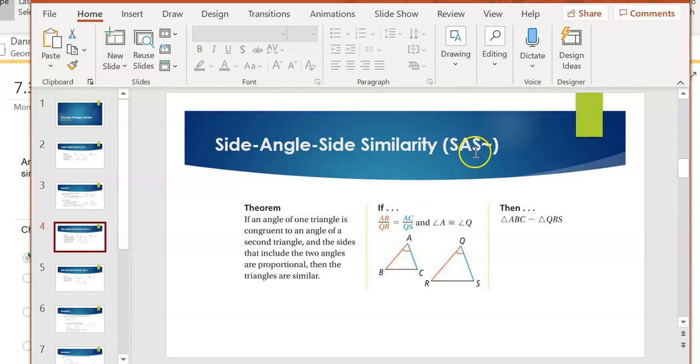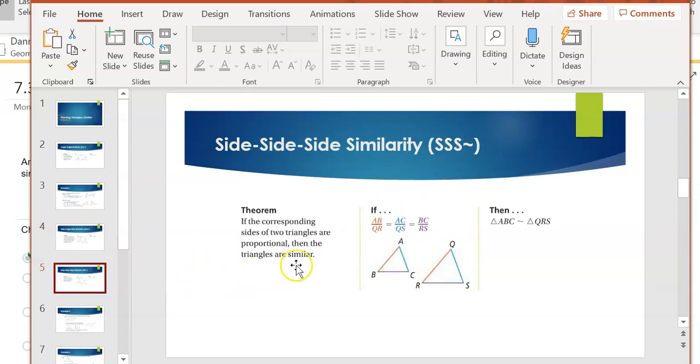The other is side, angle, side. The sides that are proportional to each other make the angle that is congruent, so we can see how those sides form a vertex at the congruent angle. And then our last one is side, side, side, probably the easiest one that we'll look at today.